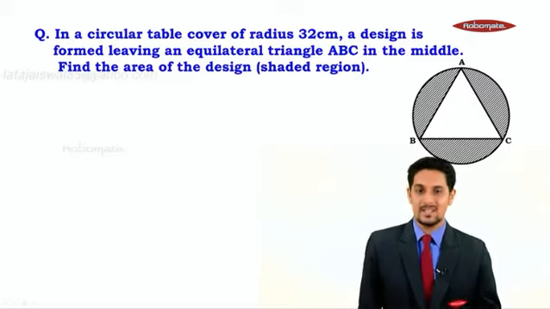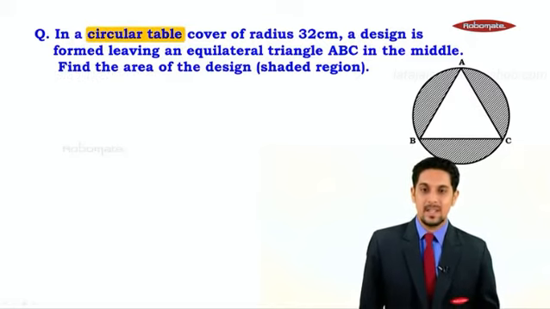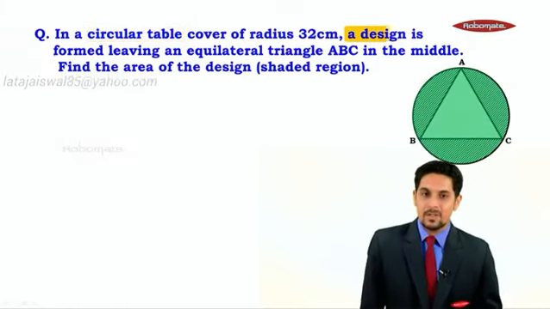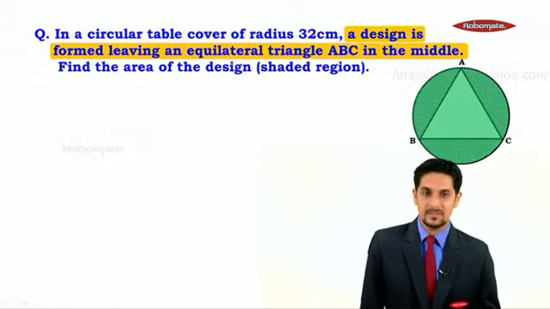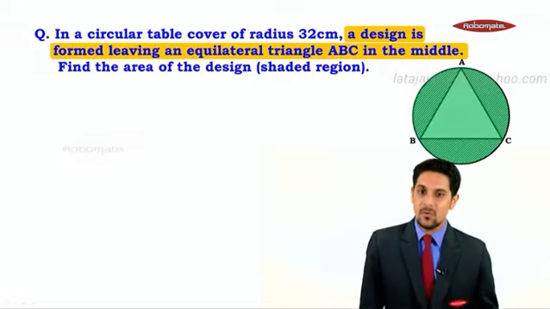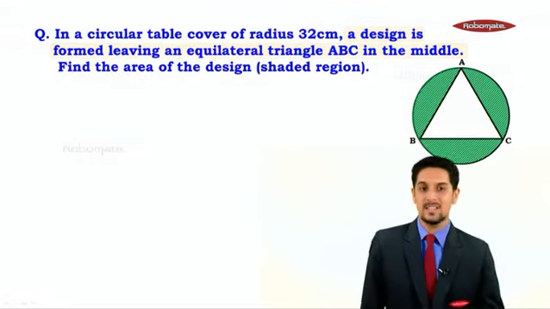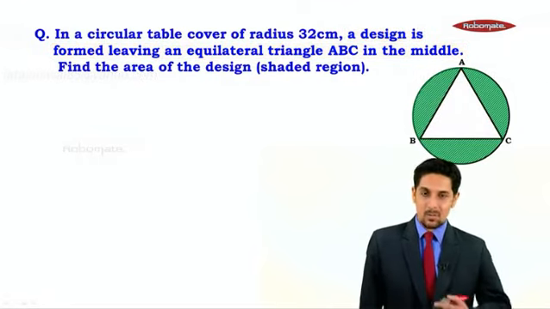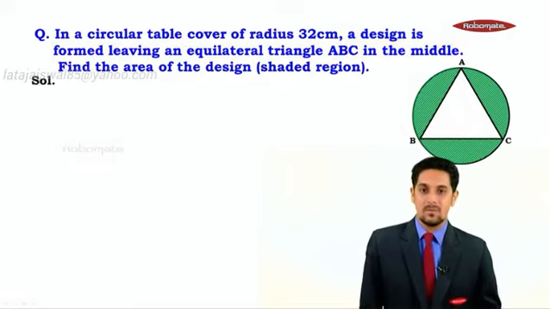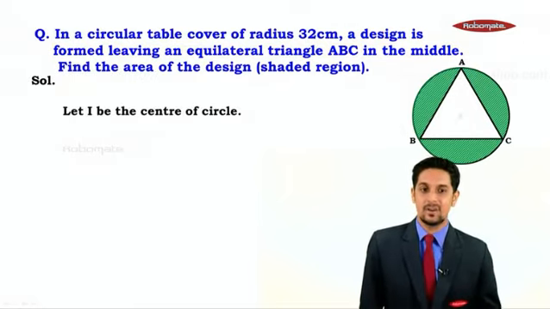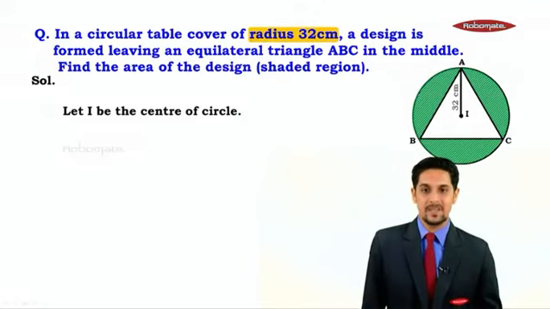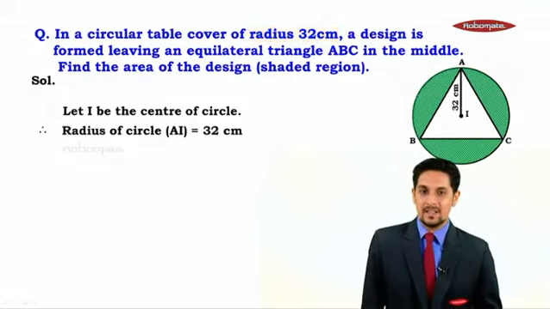Now students, let us understand the question. It says the table cover is circular in shape. Now the radius is 32 centimeters and the design is formed leaving an equilateral triangle ABC in the middle, as we can see in the figure. Now let us list down what all things are given to us. For that, let I be the center of the circle. As the radius is given to be 32 centimeters, we can say radius IA or AI is equal to 32 centimeters.